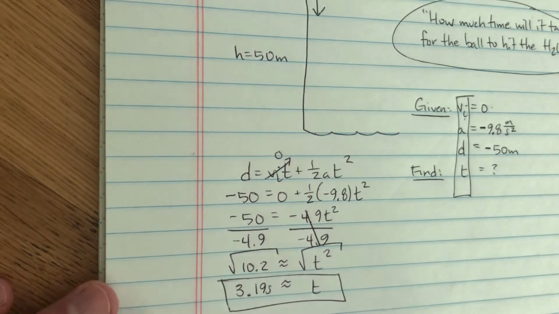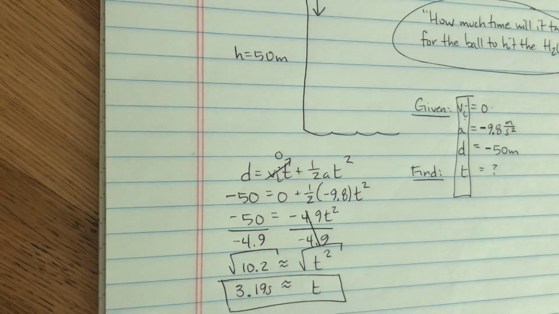Okay, in another video, we'll take a look at a slightly more complicated scenario where instead of the ball just being dropped, it's actually thrown upward or thrown downward with some velocity.